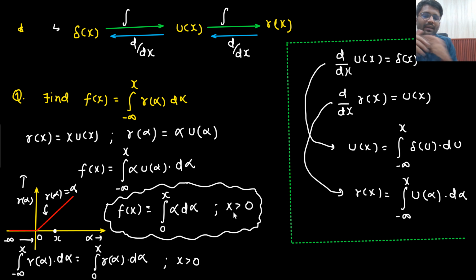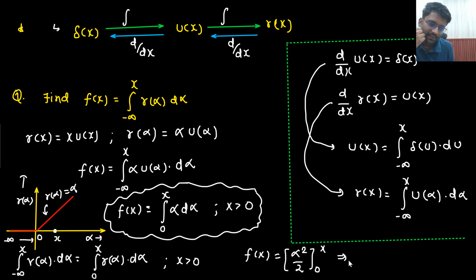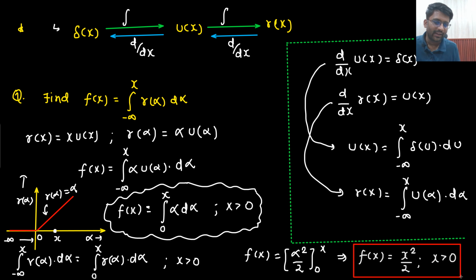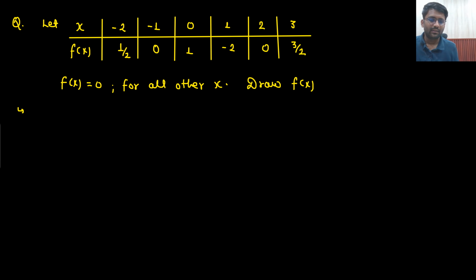Now what is the value of R alpha? Value of R alpha is equal to alpha only. So here you put alpha. So this is what you are getting. Fx equals, alpha d alpha will give you alpha square by 2. And the limit is going from 0 to x. So from here, fx you are getting, that is x square by 2. But this is the answer when x is greater than 0. So what is the answer of fx? Answer of fx is x square by 2 when x is greater than 0. So let me add another page.